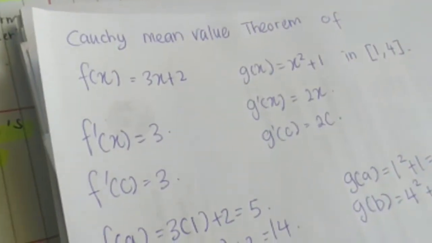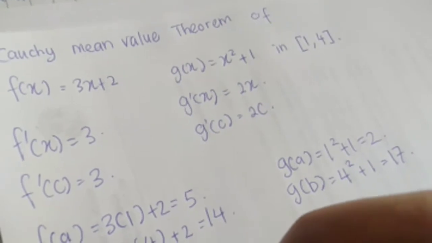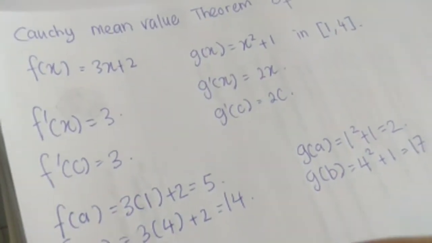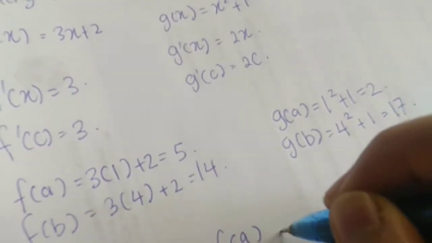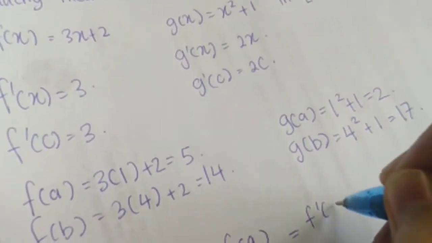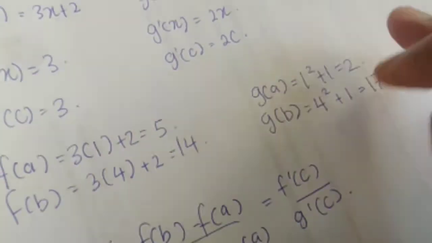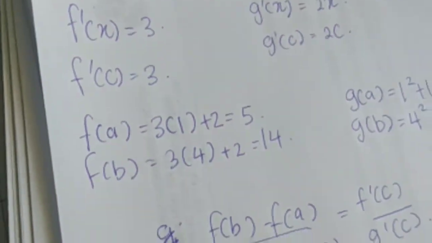Okay, so we make the Cauchy mean value theorem here following this formula. We have f(b) minus f(a) over g(b) minus g(a) equal to f prime of c over g prime of c. Okay, so we will just substitute into the formula.